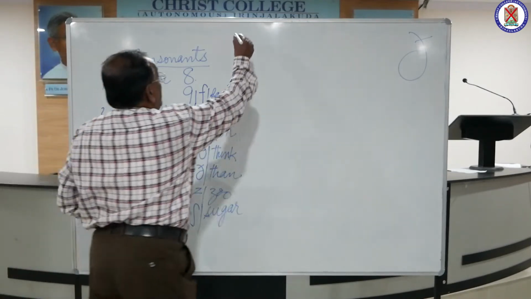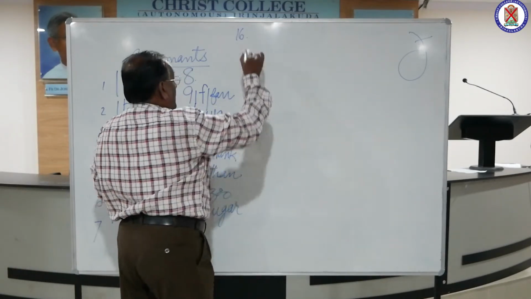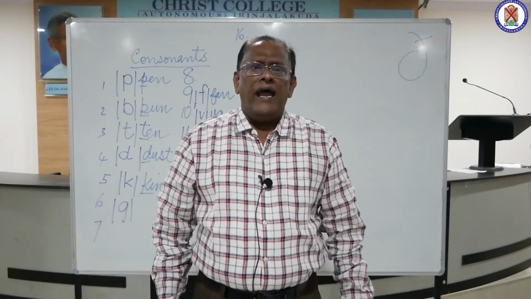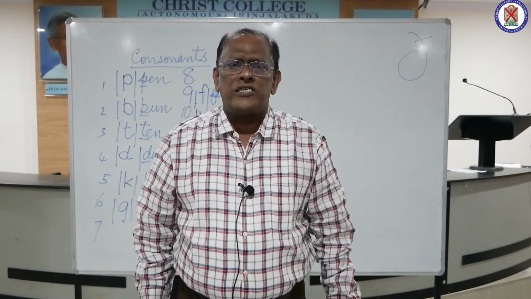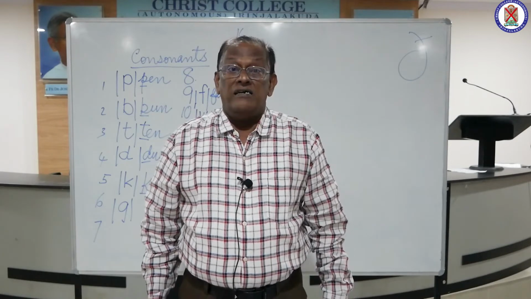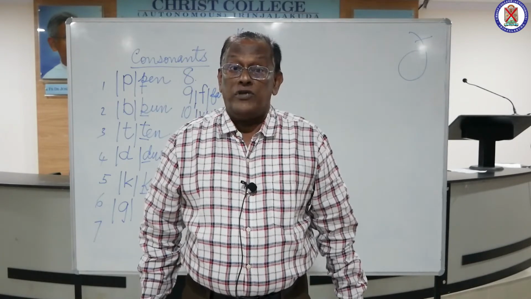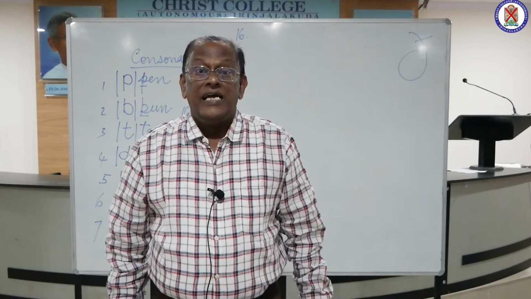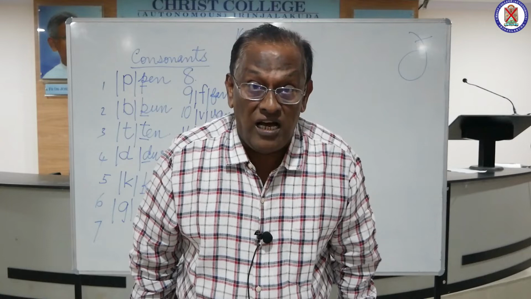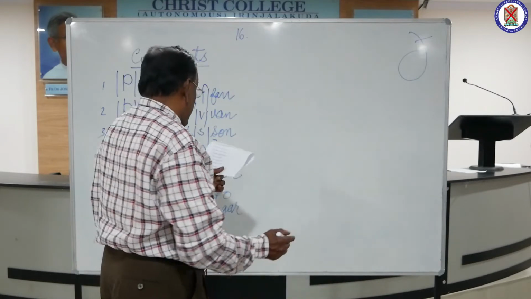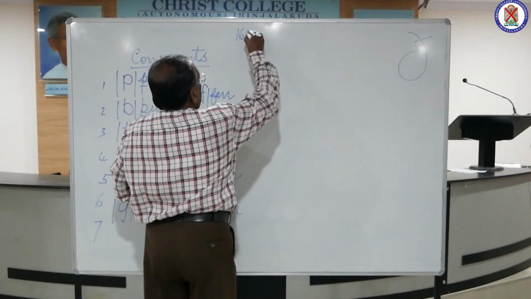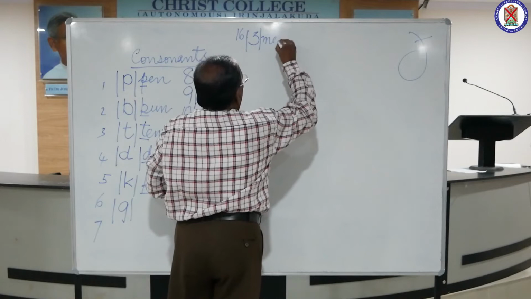Number 16 is, in English we have a stronger version of sha, that is ja, which you have in words like measure, treasure, ja, a stronger version of sha, and that is represented by a symbol like this. Ja, measure.